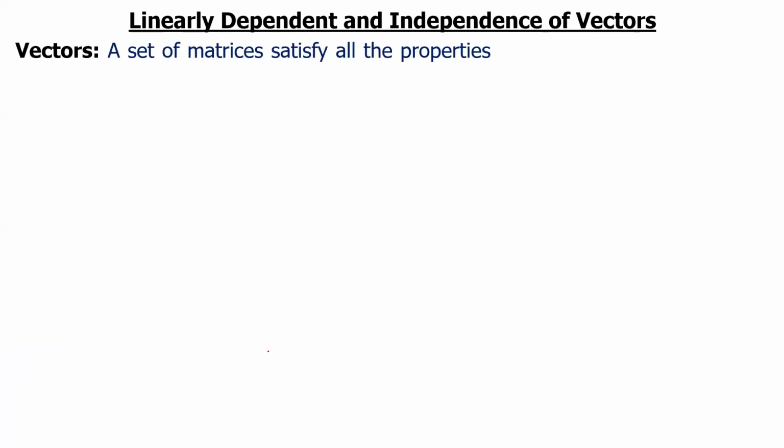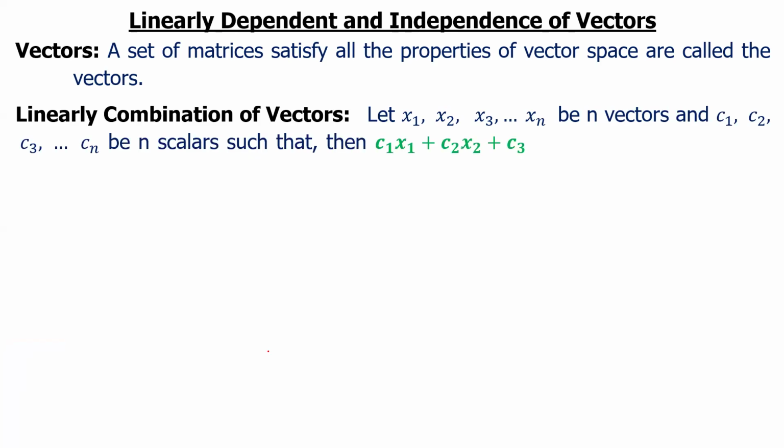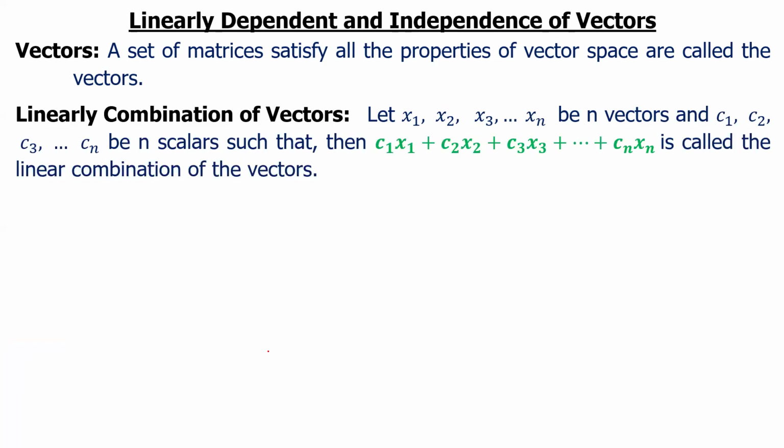In this lecture, we discuss linearly dependent and independent vectors. What is the meaning of vectors? A set of matrices satisfying all the properties of a vector space are called vectors. Since all the matrices form a vector space, we can say that a row matrix or column matrix is a vector.